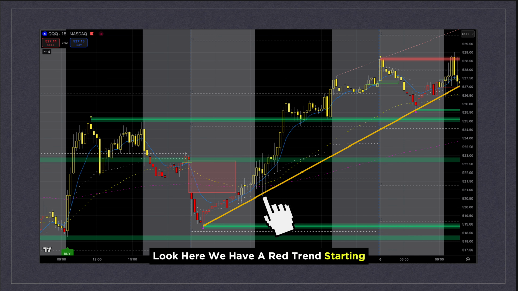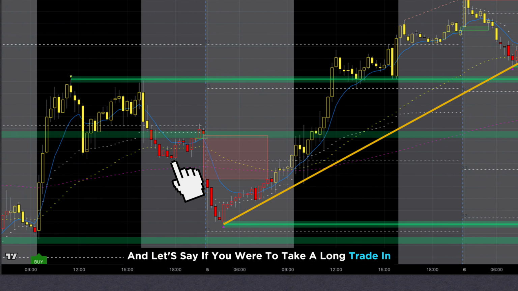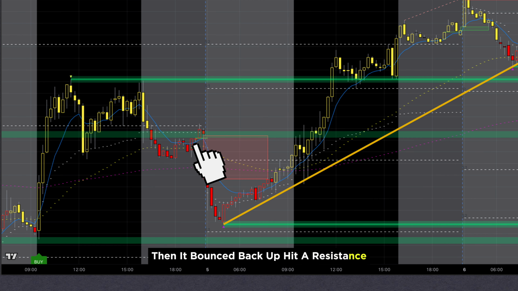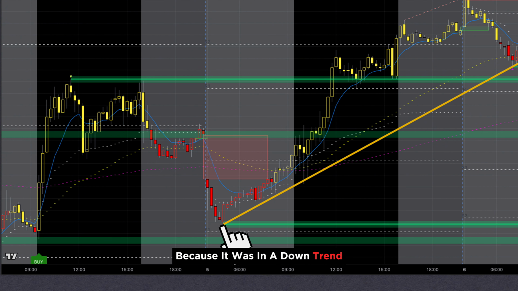Look, here we have a red trend starting. So the trend started to the downside. And let's say if you were to take a long trade anywhere on this trend, you would have lost because look, the stock pulled to the downside, then it bounced back up, hit a resistance, and then continued selling to the downside because it was in a downtrend.